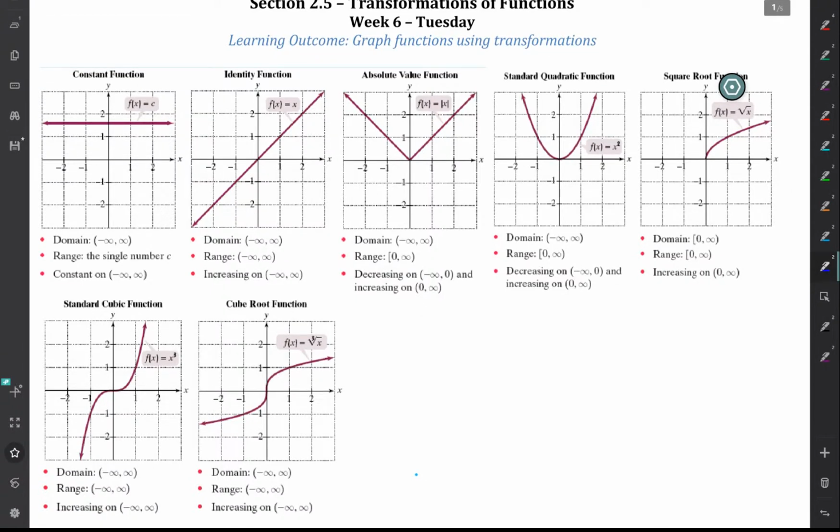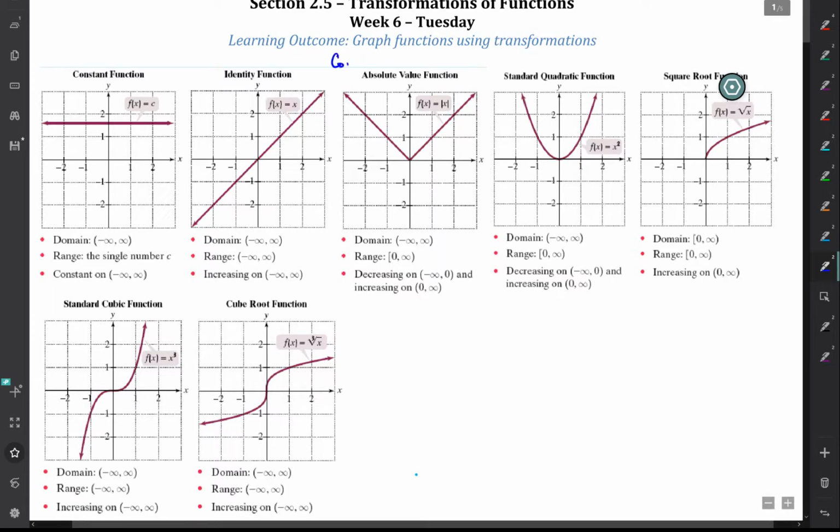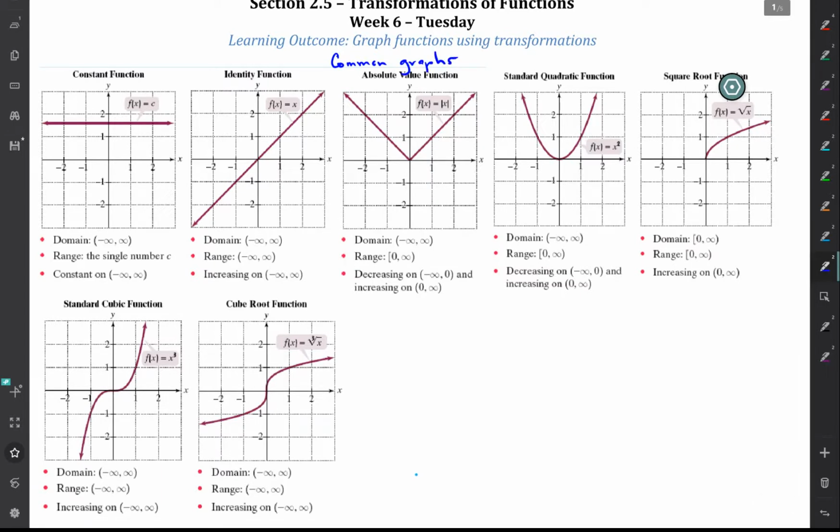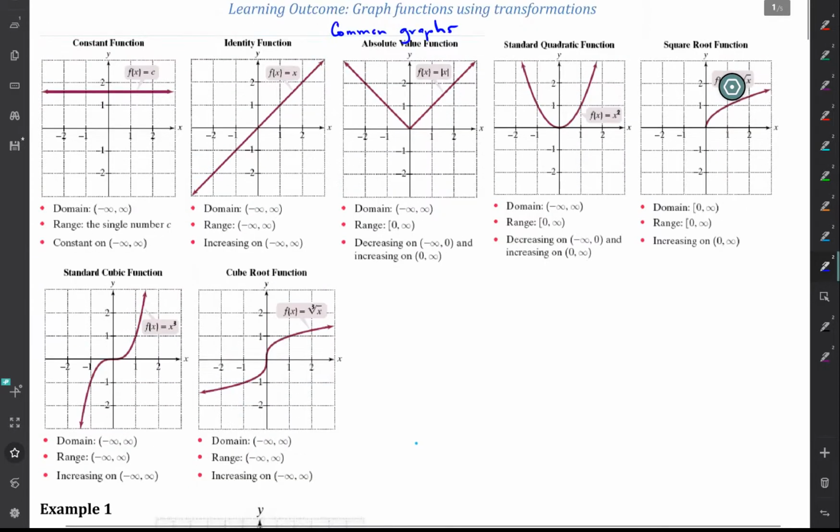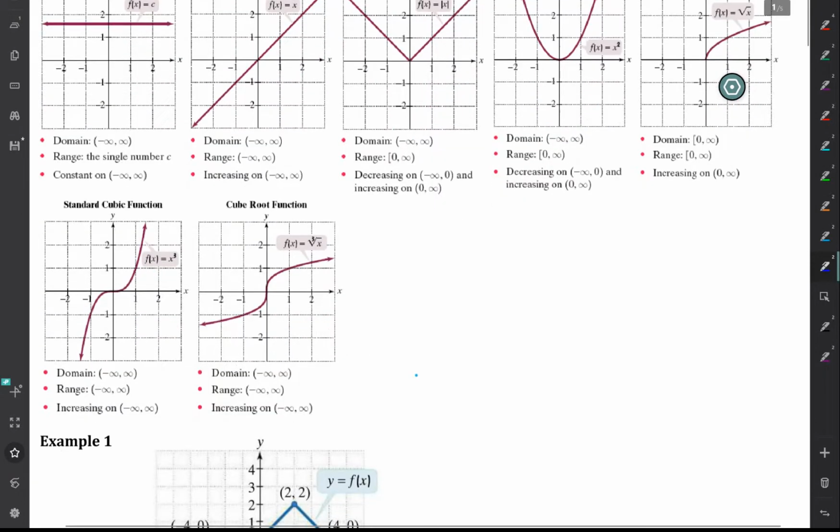Okay, in section 2.5 we're going to see how to transform a graph by shifting or dilating or stretching one of the common graphs. So the first thing you want to do is commit to memory this list of common graphs here. This table has all the domains and the ranges of your basic functions, like a constant function, identity function, f of x equals x, the absolute value function, quadratics, cubics, square roots, and cube roots. So you should memorize these pictures and try to remember the domain and range as well.